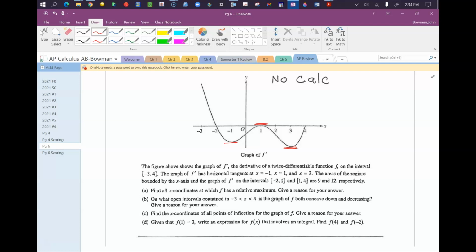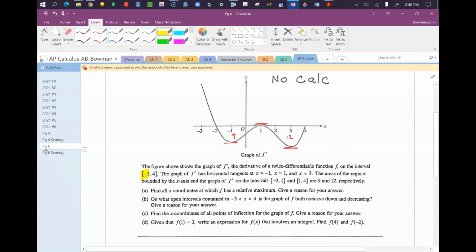The areas of the regions bounded by the x-axis and the graph of f prime on the intervals from negative 2 to 1 and 1 to 4 are 9 and 12 respectively. So this area is 9 and this area is 12. The first part of this asks to find all x coordinates at which f has a relative maximum. Give a reason for your answer.